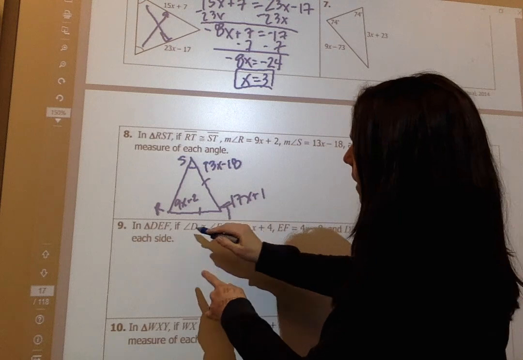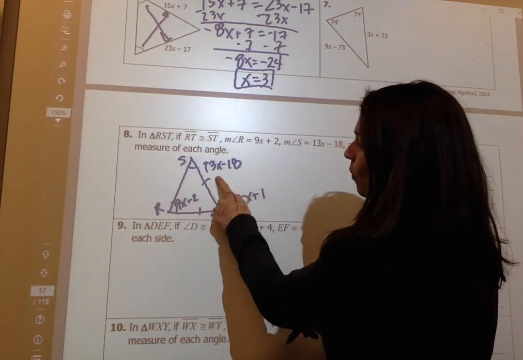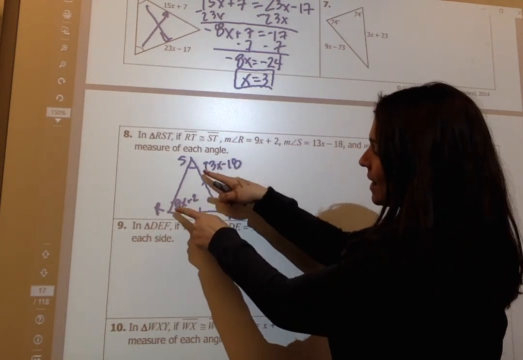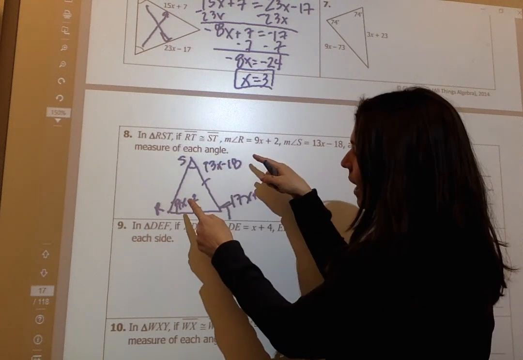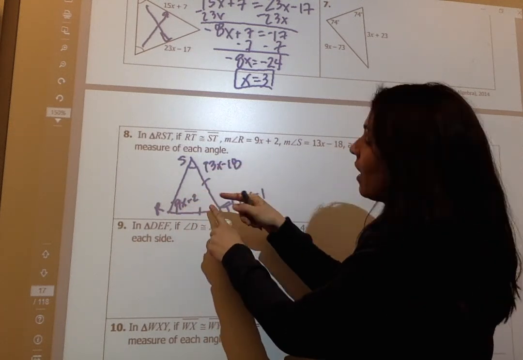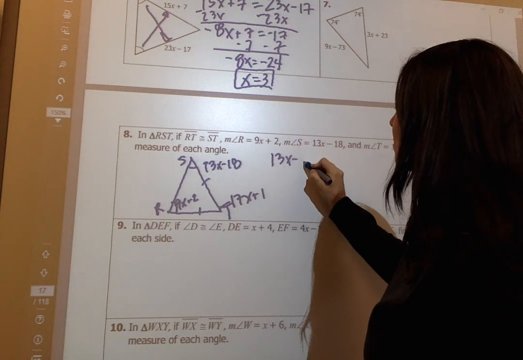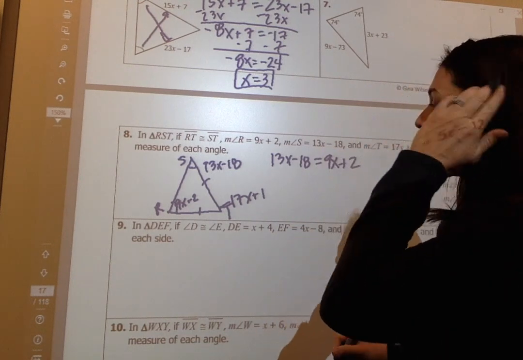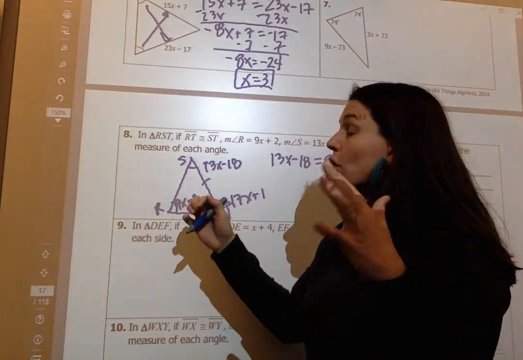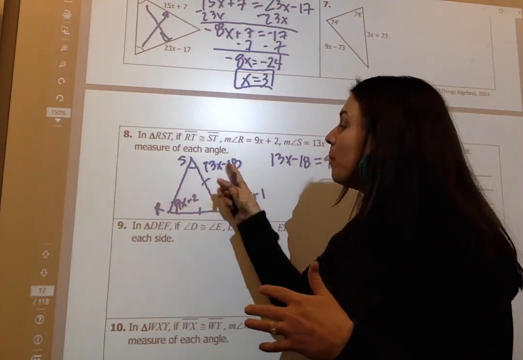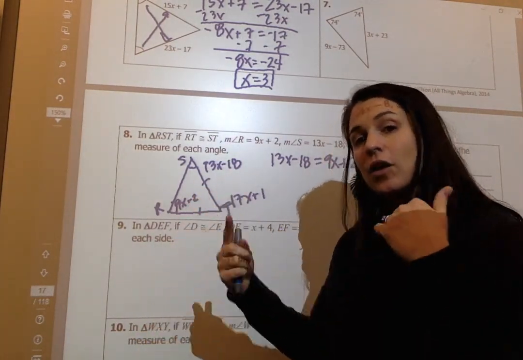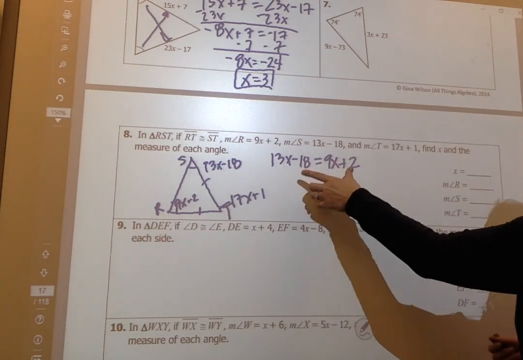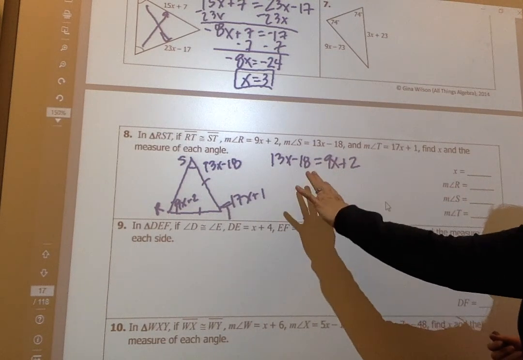I know that my base angles are going to be congruent to each other, so what might be easy for me is that since these sides are congruent, I'm just going to set these congruent to each other. 13x minus 18 equals 9x plus 2. Now, I could have, if I wanted to, added them all up to be 180 and then gone back and plugged in for x. But I'm just going to set it up right here because it's fewer steps.